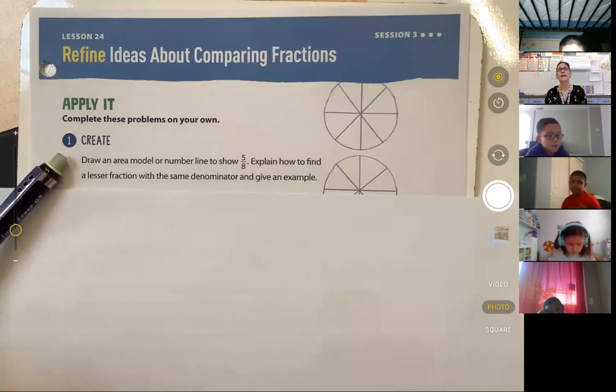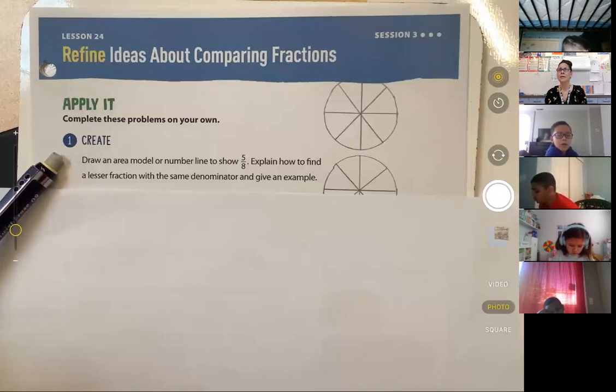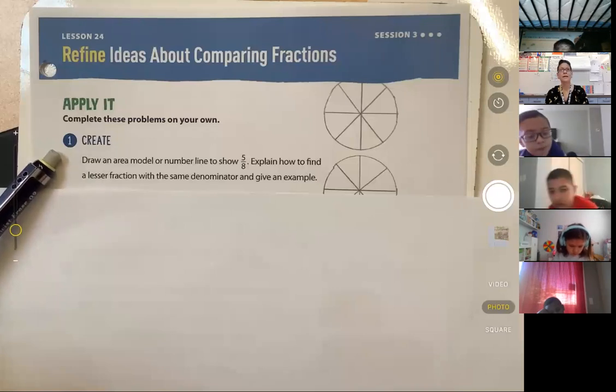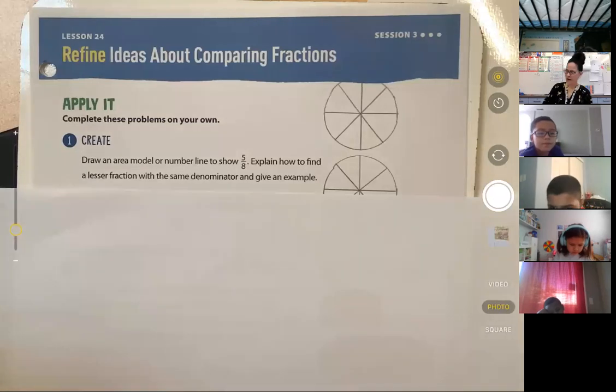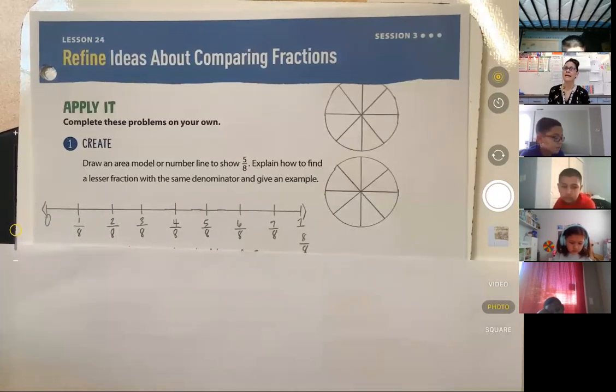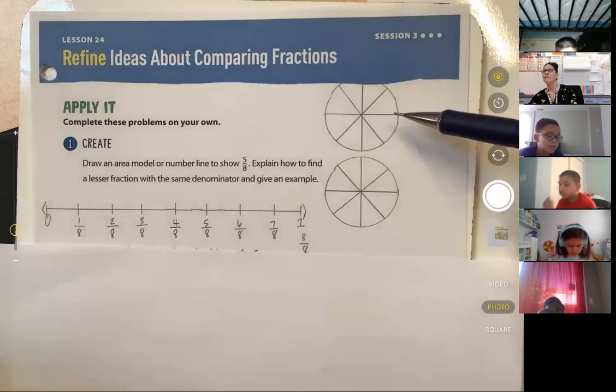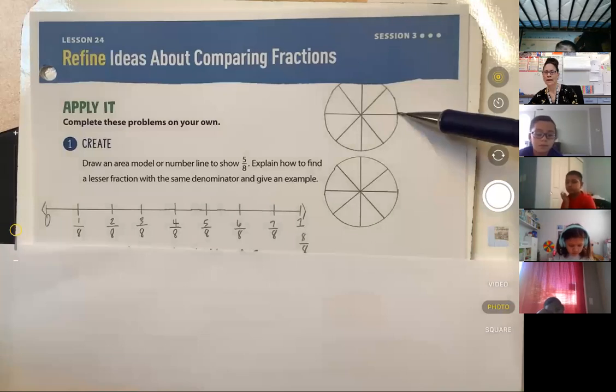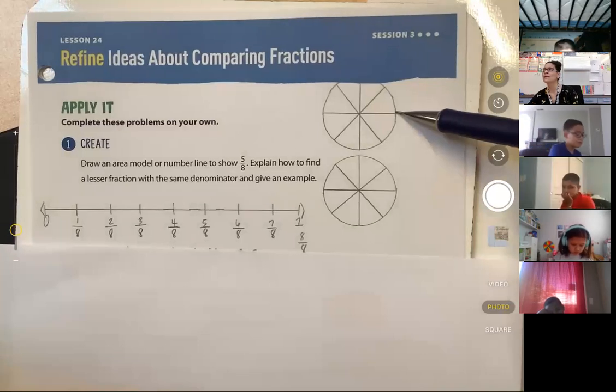Explain how to find a lesser fraction with the same denominator and give an example. All right, we can do that. So friends, you can see very clearly here that I have done a couple of models for you. I've done area models and I've done a number line. Now, let's take the area model first.